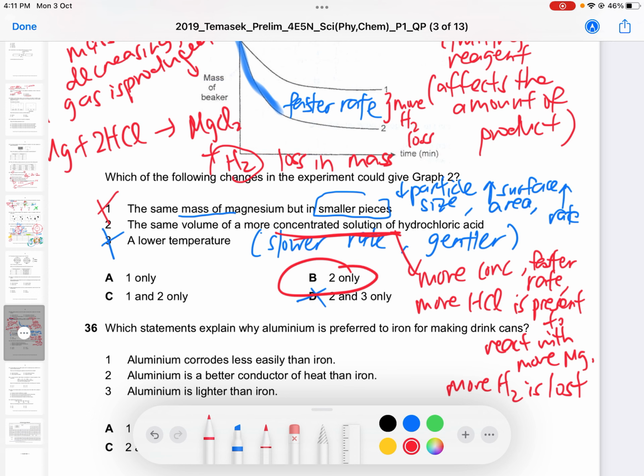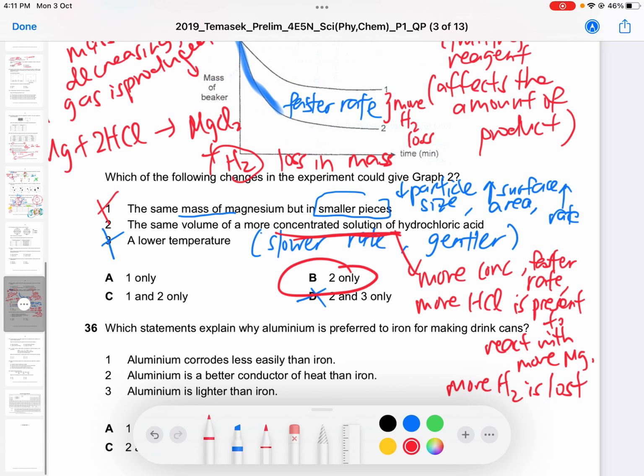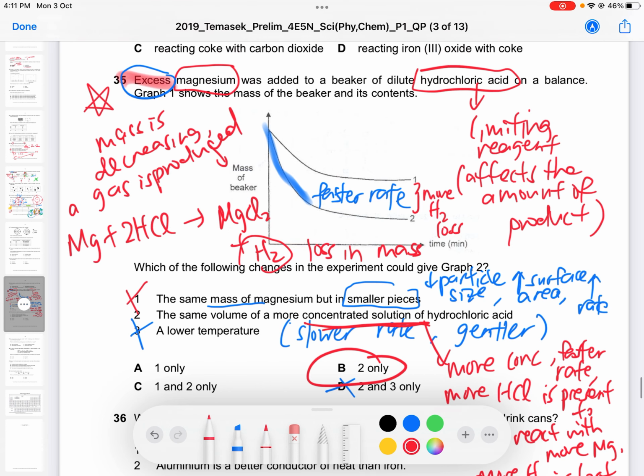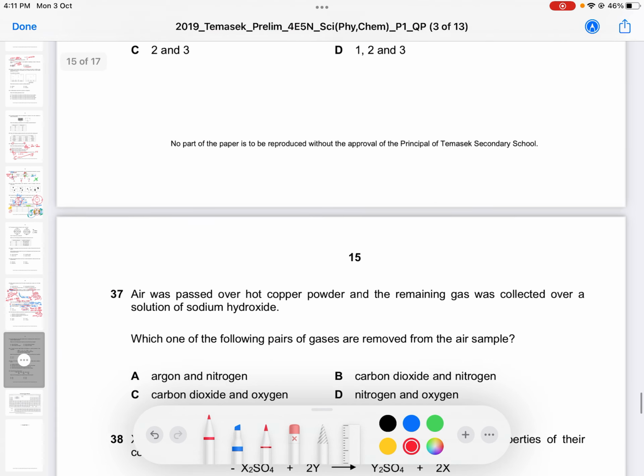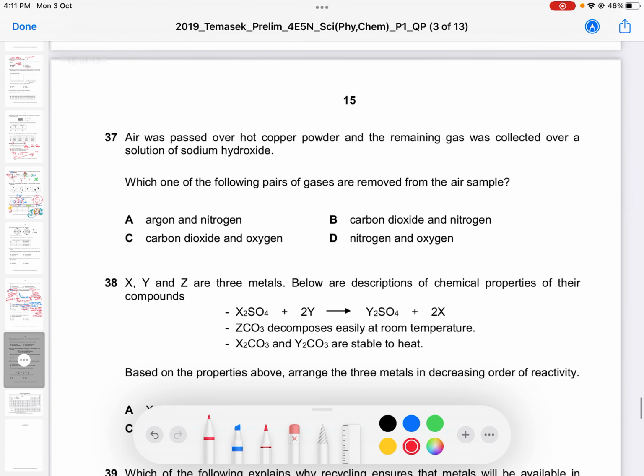Next one, please put a star to this question, because my structured question, I can ask you to draw the graph. I can give you this as a structure and ask you to draw the graph. Okay? Next one, question 37.